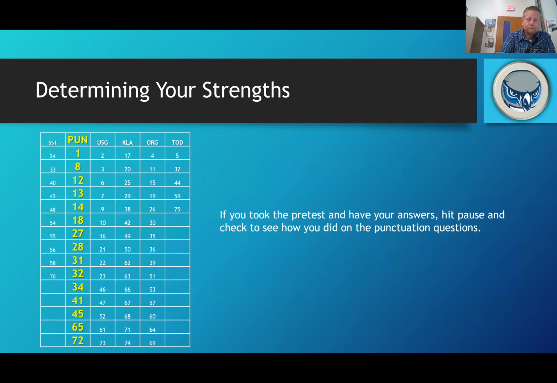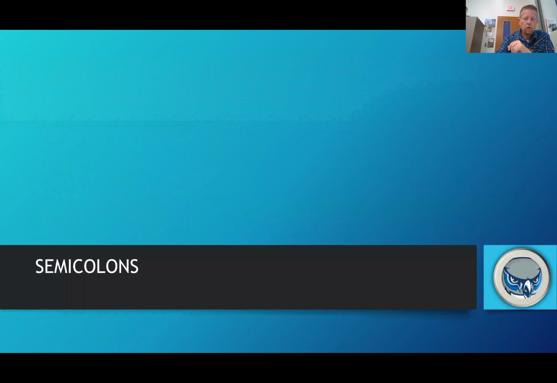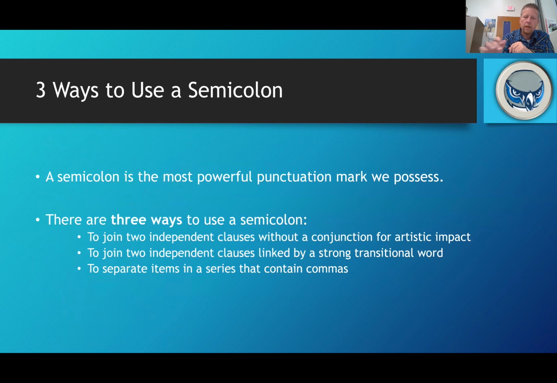So if you took the pretest, we're going to be looking at questions 1 through 72. You see that column there. Those are the punctuation questions. We're not going to do so many ACT questions this week on those. We'll do some of those next week, I think. But here are the punctuation questions from the pretest that specifically line up with this topic. So let's dig in and start talking about semicolons.